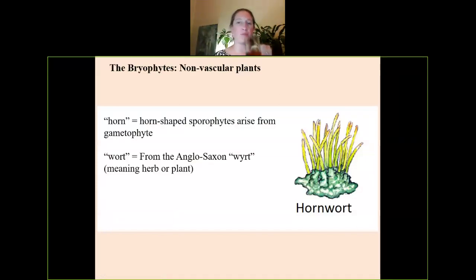Another plant you probably aren't familiar with before today. So hornworts are also non-vascular plants. They're called hornworts because the sporophyte looks like a horn. That's simple enough, right? Like a horn. So the word hornwort, if we use the terminology we used before, right? Wort still comes from wort, which means herb or plant, and horn refers to the fact that sporophytes look like horns. So it's a plant that grows horns, hornwort.